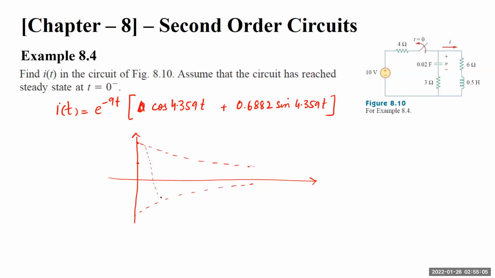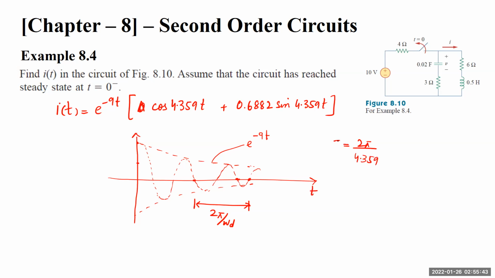It will go something like this, and this sinusoid will remain like this. It will be e raised to power minus 9t. This is one envelope, and this is the time period, 2 pi divided by omega d. So 2 pi divided by omega d is 4.359, and this is your time.